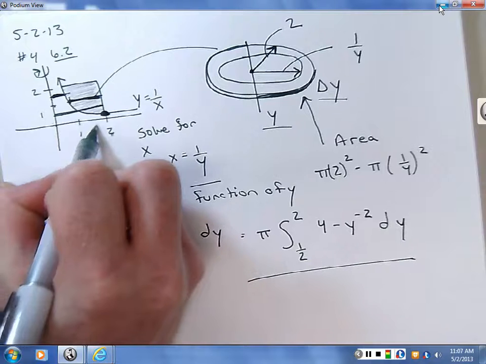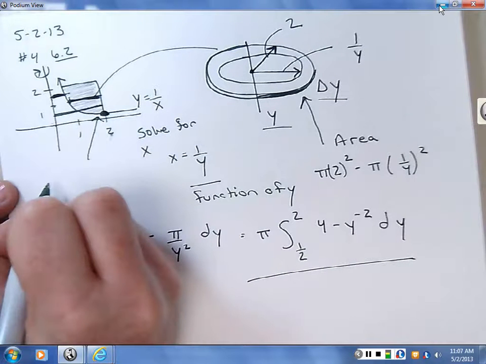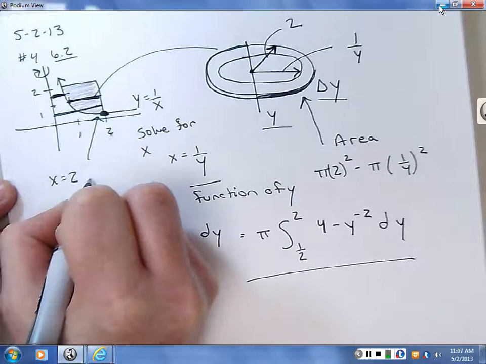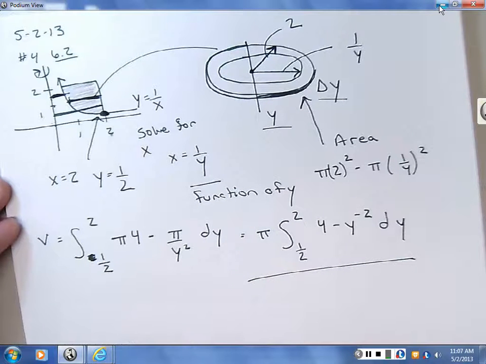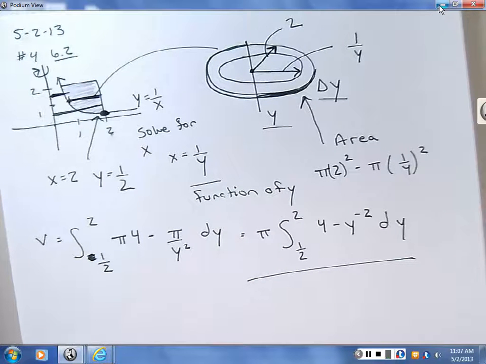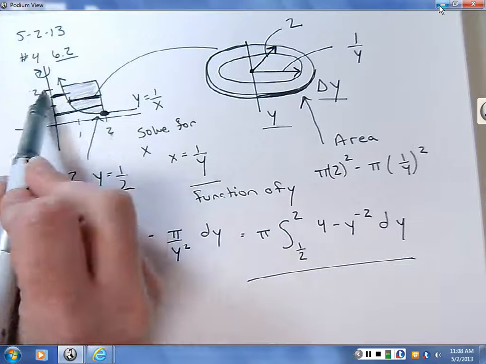I need to find this point. So this is when x equals 2. So y would equal 1 over 2, the point on the curve. So when does x equal 2 intercept this line? When x is 2, y would be 1/2. So do you guys see that in terms of the y-axis? How do you get a top number? This was given as 2. Okay.